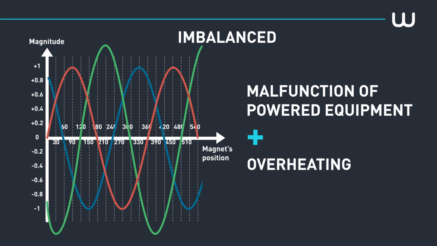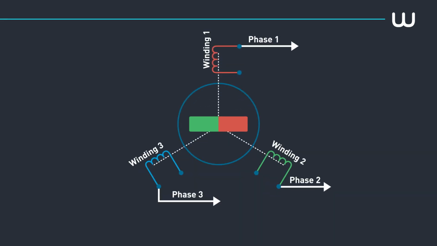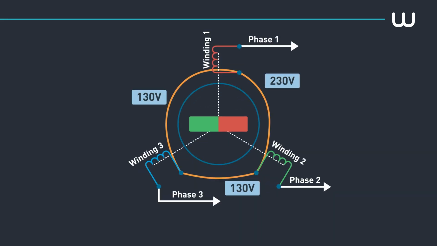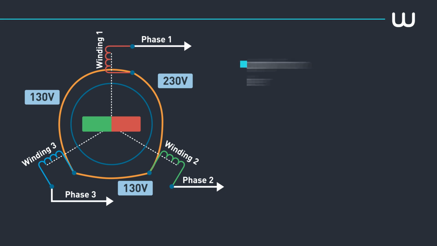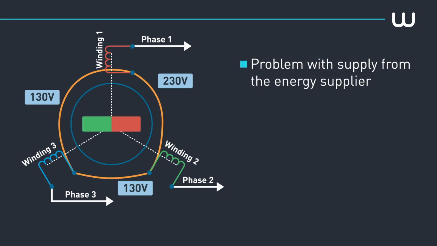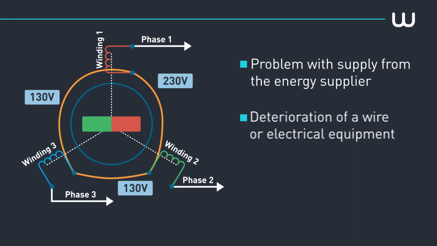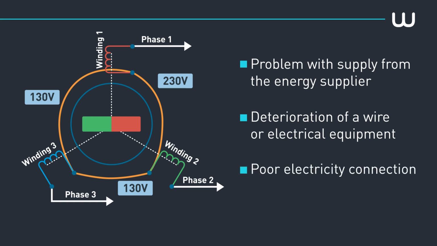Generally, an assessment is carried out by measuring the voltage between each pair of phases. If these are different from one another, then the system is imbalanced. The reasons for this may be a problem with supply from the energy supplier, the deterioration of a wire or electrical equipment, or a poor electrical connection.